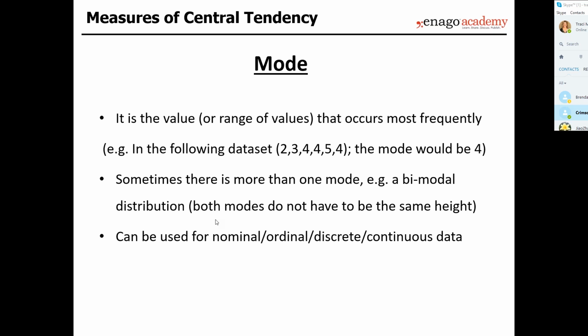Sometimes there's more than one mode, so we might have a bimodal distribution in our data sets. Both modes do not have to be the same height. Modes are commonly used to describe nominal, ordinal, discrete, or continuous data. Well, basically almost all of them.